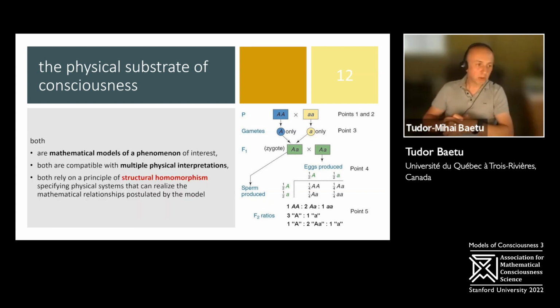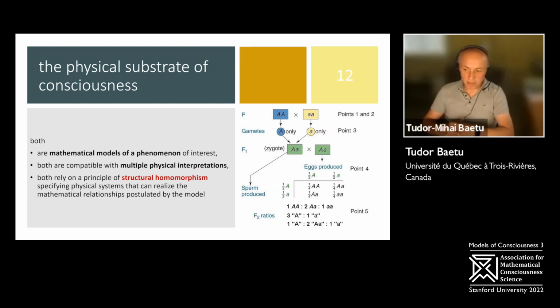So what do these two models in particular have in common? Well, both are mathematical models of the phenomenon of interest. Both are compatible with multiple physical interpretations. This is particularly obvious in the case of the HH model, which can also be applied, for example, to electrical circuits, and is nowadays applied as well in the construction, or rather the programming, of artificial neurons. And both rely on a principle of structural homomorphism, specifying physical systems that can realize the mathematical relationships postulated by the model. So this is a principle of structural realism.